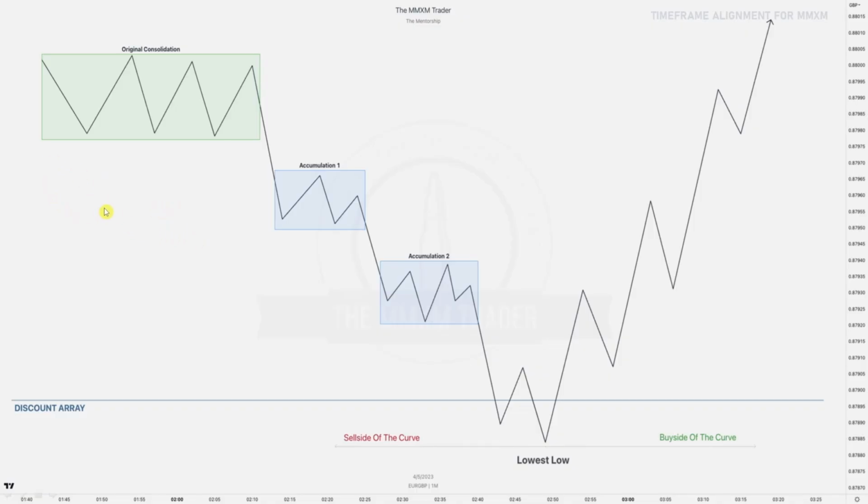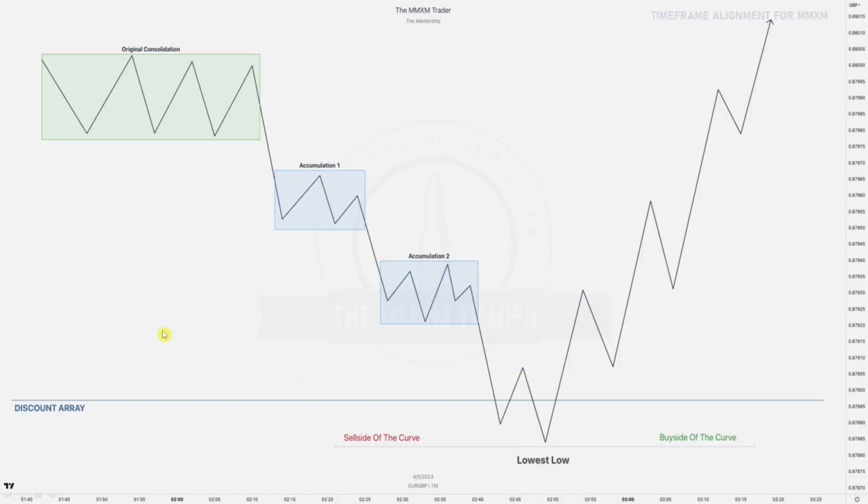A market maker model always starts off with an original consolidation. So this is easily depicted by a consolidation, then price expanding lower into another accumulation phase, right? So accumulation phase number 1. Think about market cycles too, right? Consolidation, expansion, consolidation, expansion, another accumulation phase, and then we hit that discount array, and there is the moment where we can anticipate a smart money reversal.